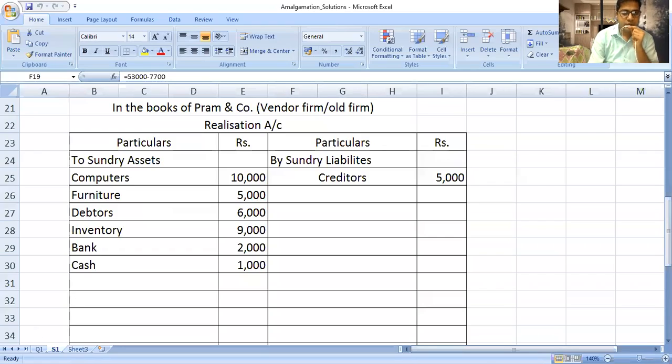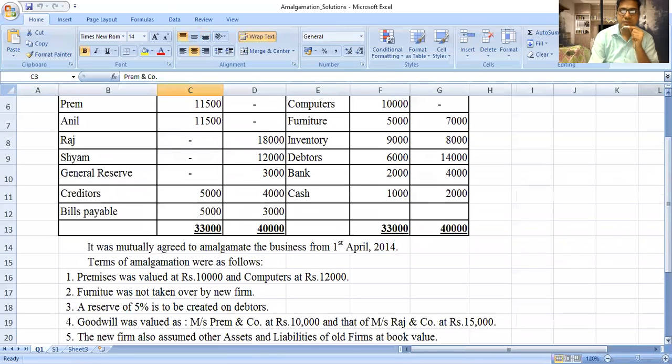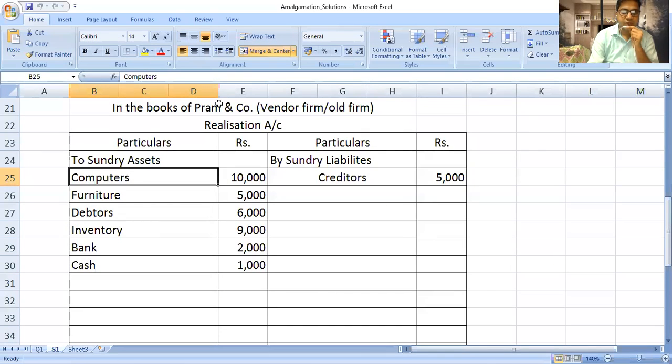problem. So here our question, all assets, it means the assets include Prem Company's assets: computer, furniture, inventory, debtors, bank, and cash balance. These are the assets we recorded here in the books of Prem Company, realization account debit to sundry assets. We recorded this entry in our last lecture.